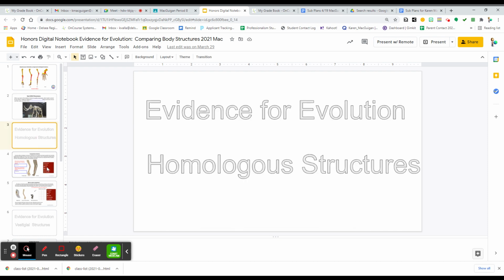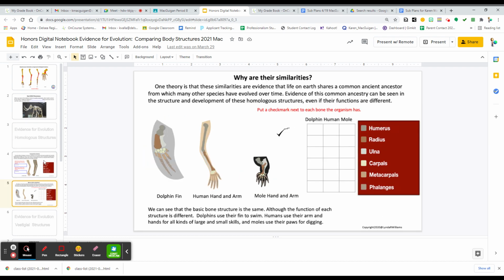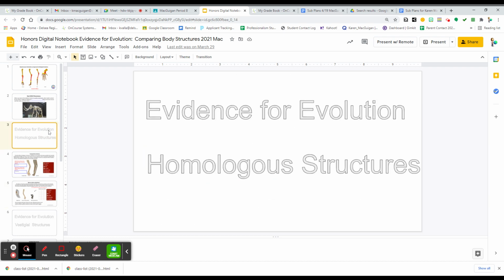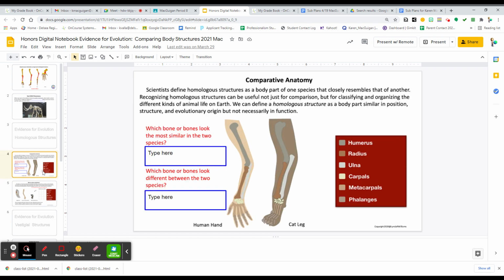And then you're going to hop over, that's kind of an overview slide. These are your homologous structures. Again, by definition, homologous body structures have the same structure, but a different function. So if you look at slide number 4, again, it talks about that, so you can read through that. You can see this color code key over here, all the different shades of grays, and you're comparing a human hand and a cat leg. So which bone or bones look most similar in the two species? So you can use your color coded key to help you. And then which bone or bones look different between the two species, if any. So that should help you with the human hand and the cat leg.